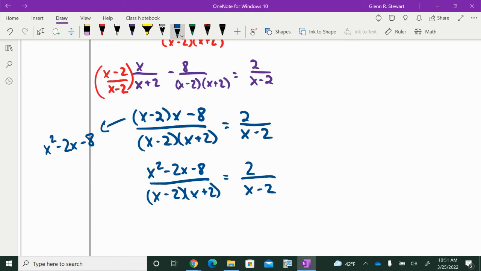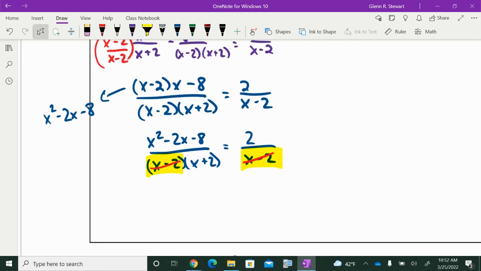If you have something in the denominators on each side of the equation, for example here, I have an x minus 2 here and I have an x minus 2 here. They're both the same. They can cancel out because when you cross multiply, you'll divide by those anyway, and they will be eliminated. So these are going to go bye-bye. Okay, we're going to cross multiply. This will become a 1 naturally, 2 over 1. So then I'll be left with x squared minus 2x minus 8 is equal to 2 times x plus 2.